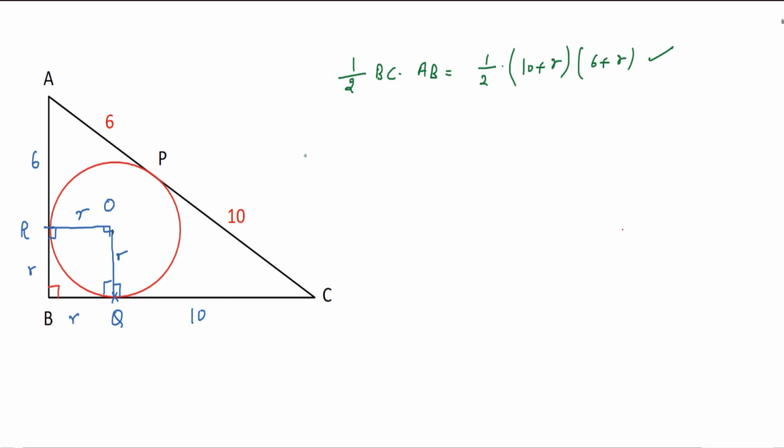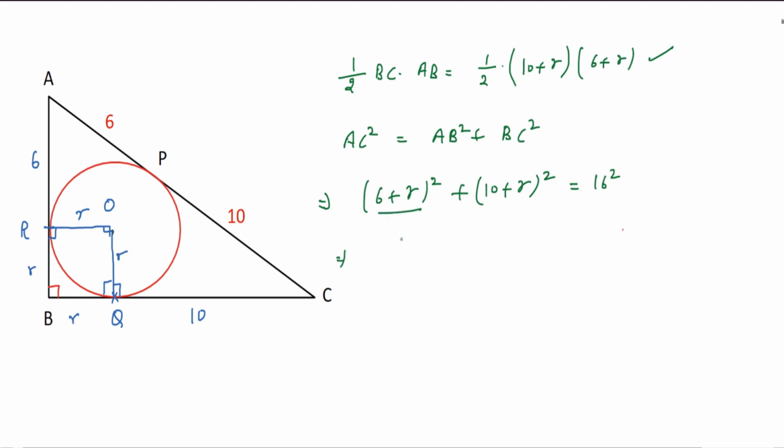So in right angle triangle ABC, if we use the Pythagorean theorem, that means we can write AC square is equal to AB square plus BC square. So if we put all the values, that means AB will be (6 plus r) raised to 2 plus BC will be (10 plus r) raised to 2, and AC square will be 10 plus 6, that is 16 raised to 2. So further here we can use the identity (a plus b) raised to 2.